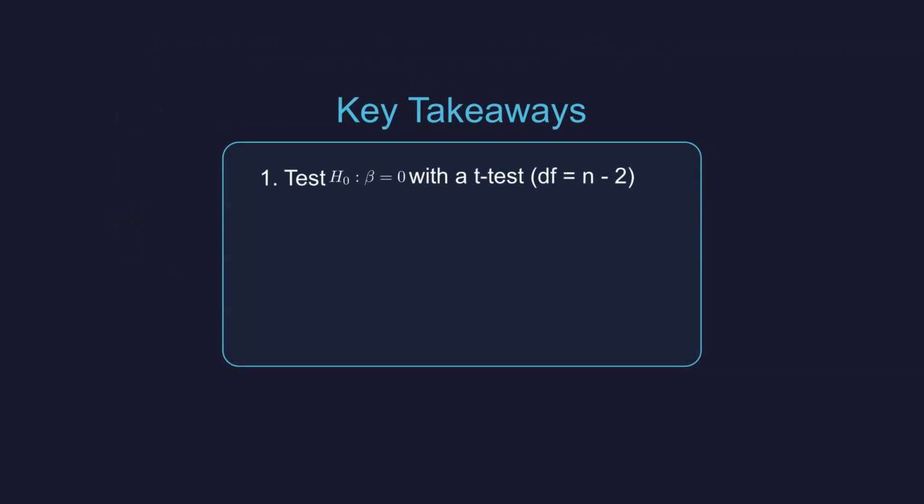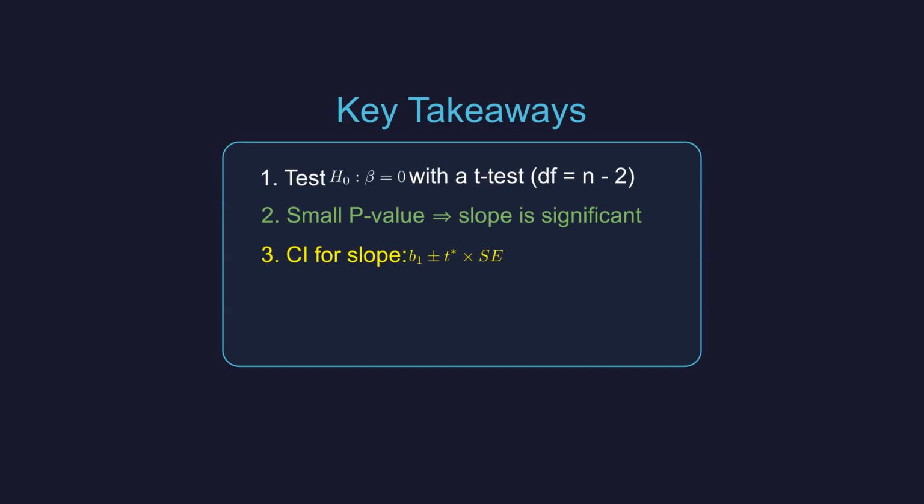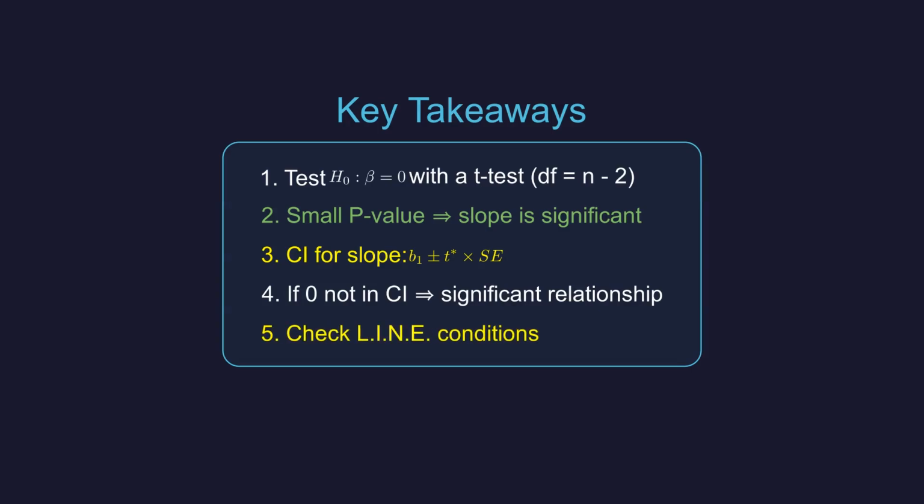To recap, we test whether the population slope beta is 0 using a t-test with n-2 degrees of freedom. A small p-value means the slope is significant. We can build a confidence interval for beta. If 0 is not in the interval, the relationship is significant. And always check the LINE conditions before trusting your inference.